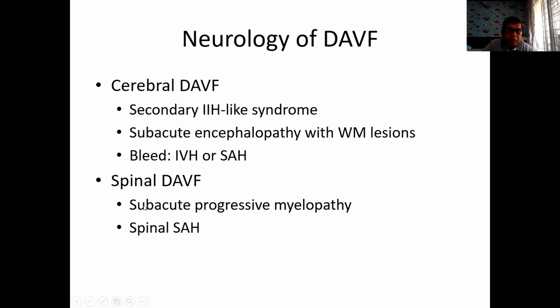And if there is a spinal dural AV fistula, it typically presents as a subacute progressive myelopathy in an old man, where the myelopathy involves the thoracic area, and rarely it can produce spinal SAH. So dural AV fistula is an important disease to know, especially as a mimicker of all these disorders.